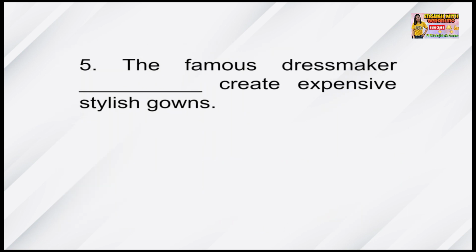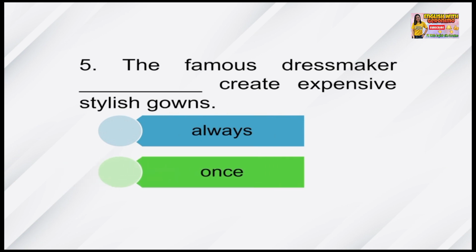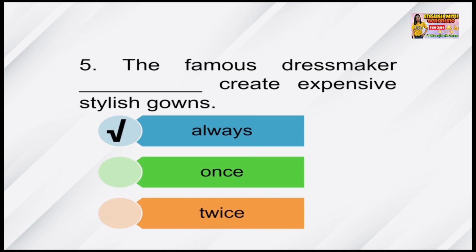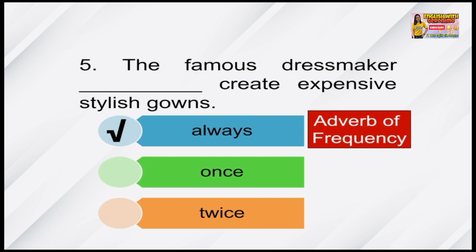Number 5. The famous dressmaker blank create expensive, stylish gowns. Always, once, twice. The adverb for the last sentence is always. Again, the other two choices will be grammatically incorrect to use. This is an adverb of frequency.